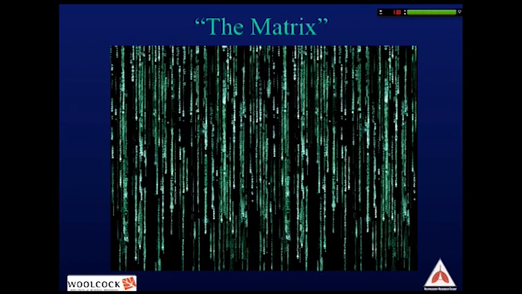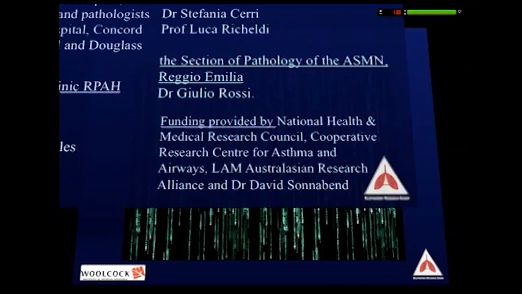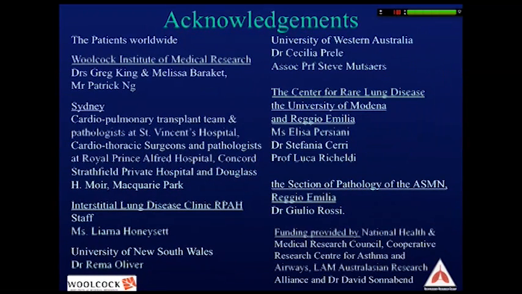So as Keanu Reeves discovered, the extracellular matrix is the all-controlling entity that has the characteristics and the capability of regulating everything that happens. In closing, I need to acknowledge a large number of people who've made this study possible, especially the patients who generously donate their tissues for our research, and people all over the world who've contributed, including our funding sources.